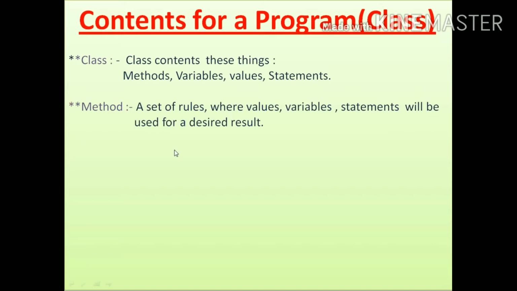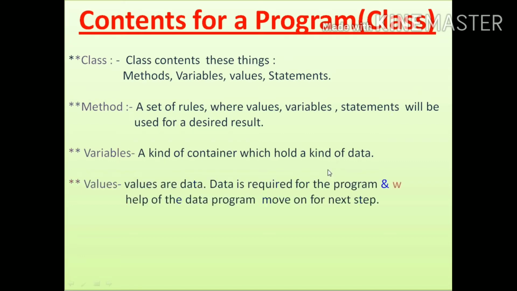Method: a set of rules where values, variables, statements will be used for a desired result. Second is the variable, a kind of container which holds a kind of data. Values are data. Data is required for the program, and with the help of the data, the program moves on to the next step.